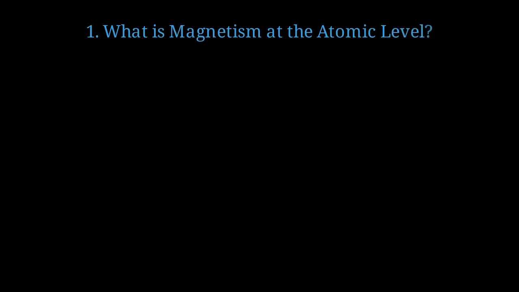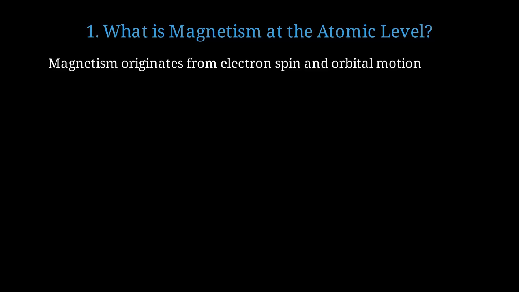Before we understand what happens at the nanoscale, let's review magnetism at the atomic level. Magnetism fundamentally arises from two sources, the intrinsic spin of electrons and their orbital motion around atomic nuclei. Each electron acts like a tiny magnet with a magnetic moment pointing in a specific direction, represented by this arrow. The magnetic moment mu equals the g-factor times the Bohr magneton times the spin quantum number.